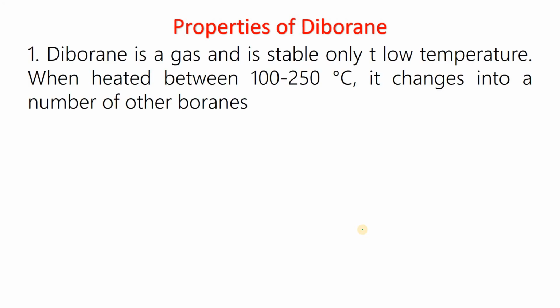So first property, diborane is a gas, actually a flammable gas, and is stable only at low temperature. When heated between 100 to 250 degrees centigrade, it changes into a number of other boranes.